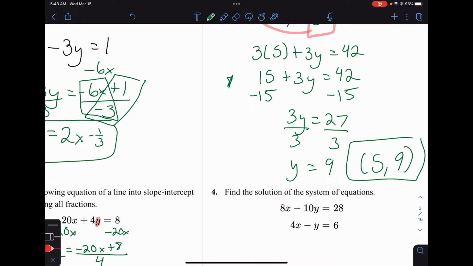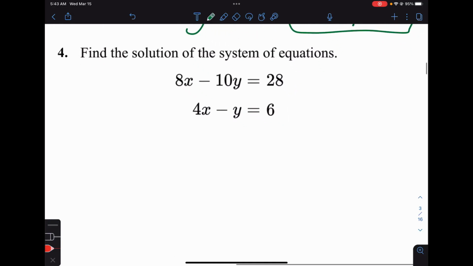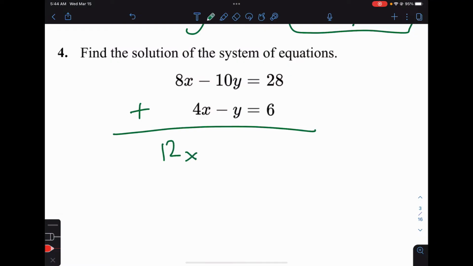All right, let's go ahead and try number 4. So here with number 4, unfortunately, neither of these cancel right off the bat, right? If we were to add these down right now, we would get 12x and negative 11y. Neither the x or the y canceled. So what we have to try and do is multiply one or both of the equations so that one of the variables cancels. There's multiple ways to do this.